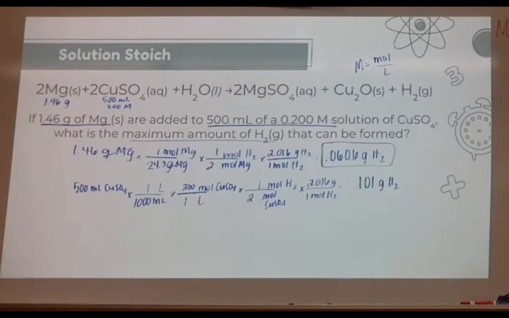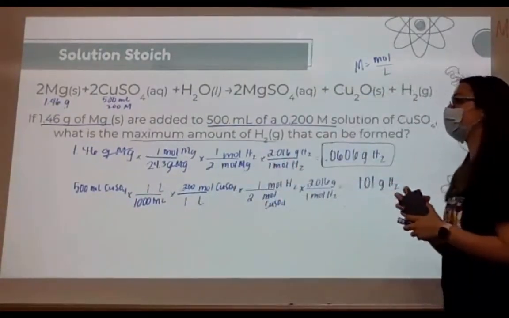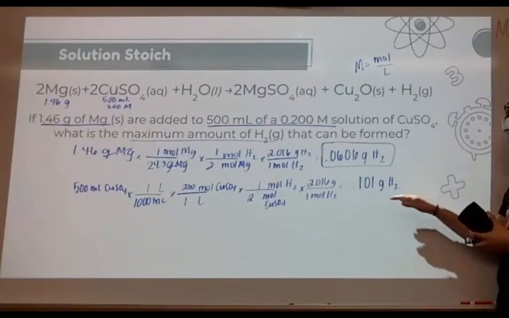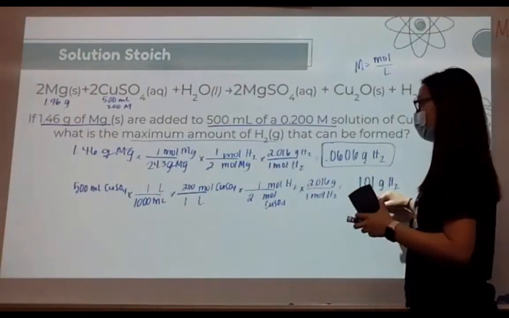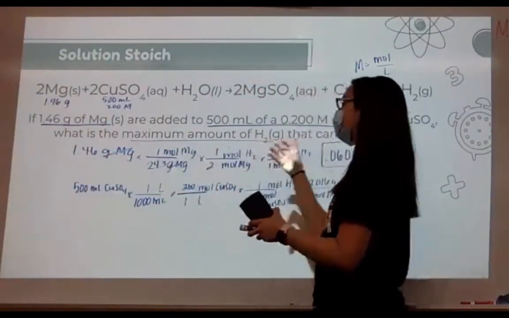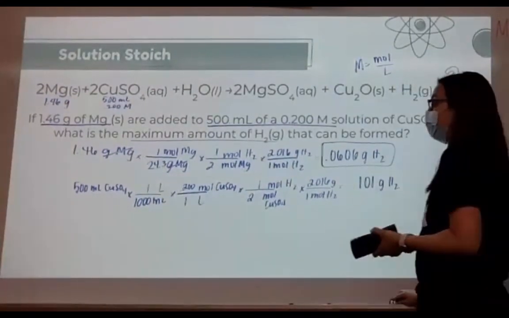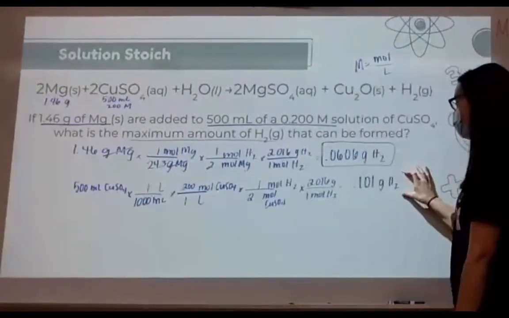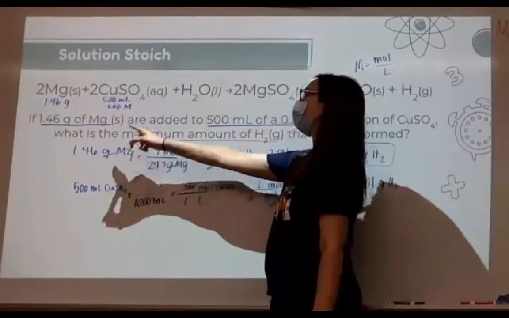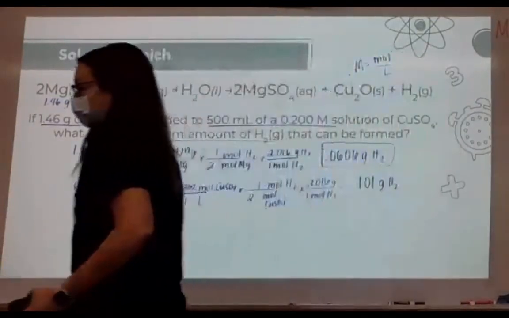Yes. Wouldn't the answer be the other one, the maximum amount? Well, the maximum amount is only based on the limiting reactant. We can't make this much because we still only have this much magnesium reacting. Maximum amount in this case means when our limiting reactant is completely used up, what is the amount of H2? Because if we were to make this much H2, we would actually need more than 1.46 grams of magnesium. Yep. Okay.